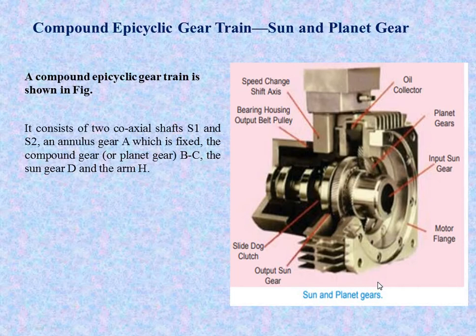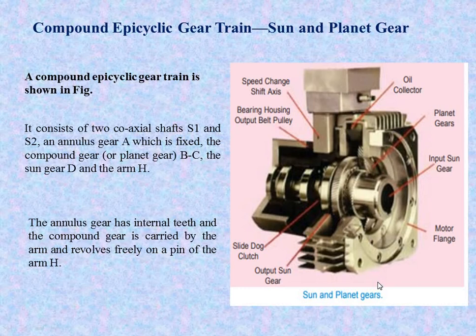It consists of two coaxial shafts S1 and S2, an annulus gear A which is fixed, the compound gear or planet gear BC, the sun gear D and the arm H. This is the sun gear D, and the planet gear is BC. In the next figure we will see the coaxial shafts S1 and S2, and the annulus gear A, which is fixed. The compound gear is BC, and the arm H will be there.